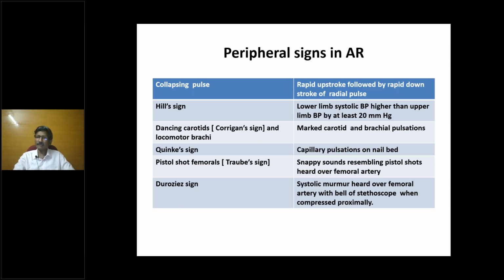Dancing carotid is very common, and locomotor brachial artery pulsation is also very common. Quincke sign, the capillary pulsation which occurs on the nail bed, is common. Pistol shot: when you keep your stethoscope on the femoral artery, because of the increase in the stroke volume, you will hear a shot like tuck, tuck, tuck. That is called pistol shot femoral. And Duroziez sign: when you compress the artery proximally with the bell of the stethoscope, you will be able to hear a systolic murmur. Don't bother much about the Duroziez sign and the other peripheral signs.